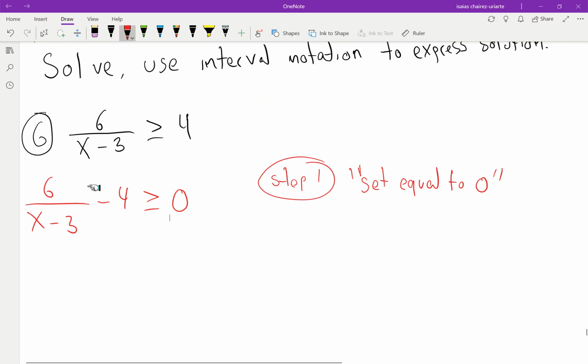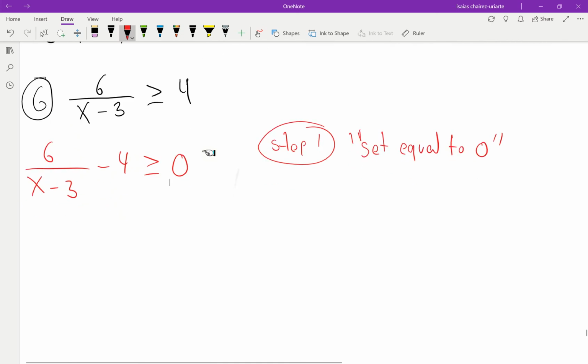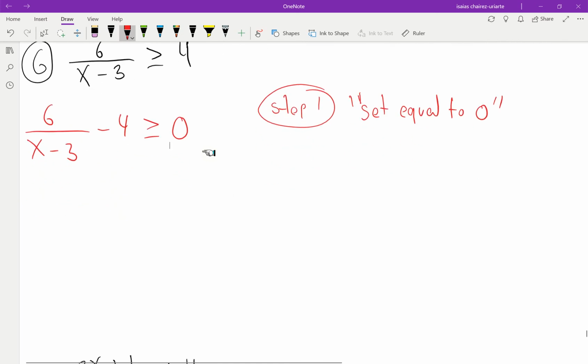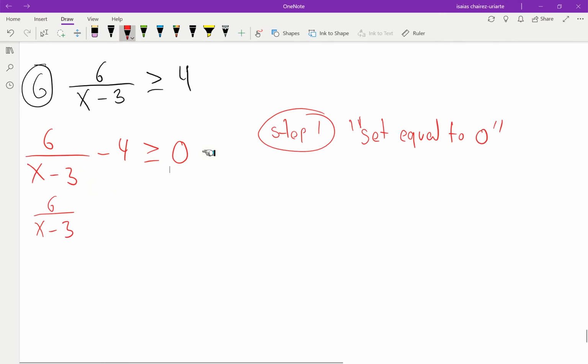Okay. Now what I have to do on the left hand side is some arithmetic here. I have to subtract these fractions here. So I gotta get a common denominator. And it looks to me that the common denominator is x minus 3. So I'm gonna have this 6 over x minus 3 minus 4, and then I'm gonna have to multiply by x minus 3 over x minus 3, and that's bigger than or equal to 0. Okay, so this is so that I can get a common denominator.